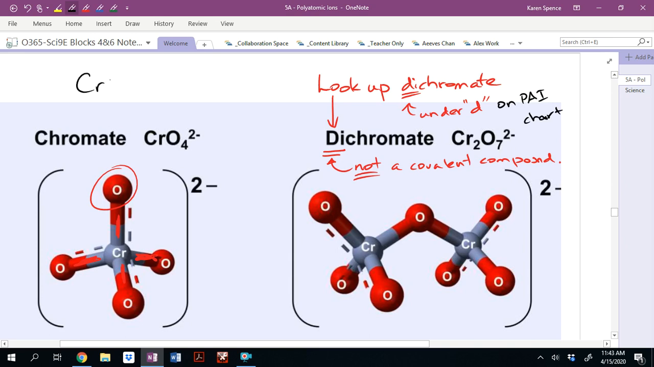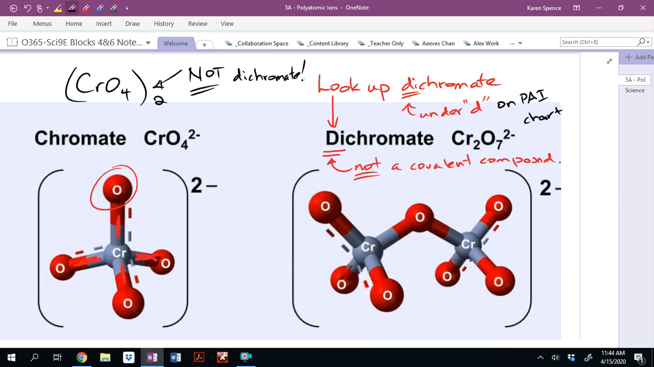Otherwise people start putting, they'll be like, oh, I've got chromate, CrO4, and so I'm going to say I have 2 of them. That is not dichromate. Dichromate is Cr2O7. It's not 2 CrO4s. Dichromate is not 2 chromates. So just remember to always look up dichromate. It's not 2 chromates. I will try and remind you of that as often as I can.